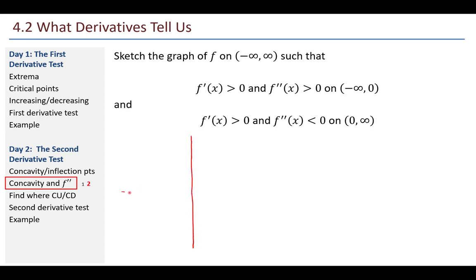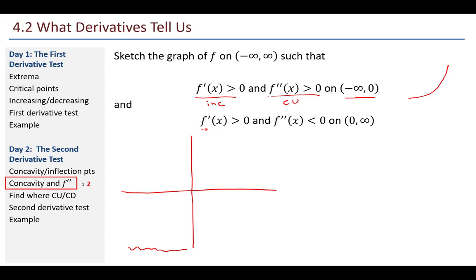Alright, let's draw some axes here. Now, from negative infinity to 0, so on the left part of the graph, we need a function where the first derivative is positive and the second derivative is positive. So the function f is increasing, and it is concave up. So the graph to the left of 0 looks something like that.